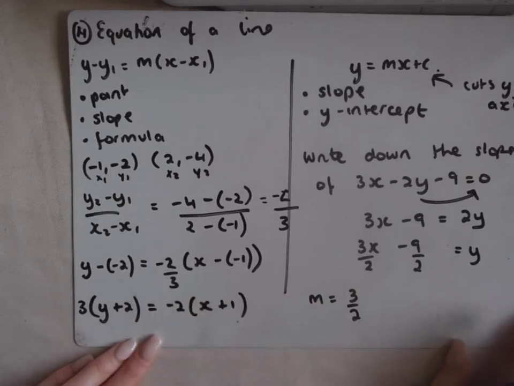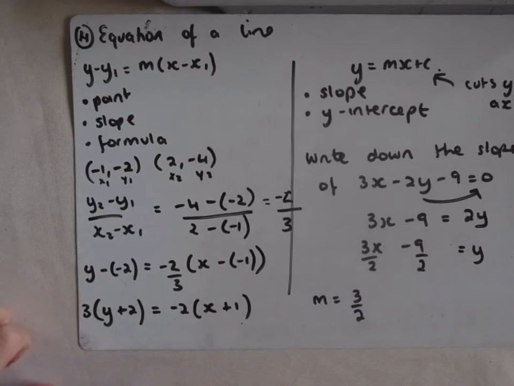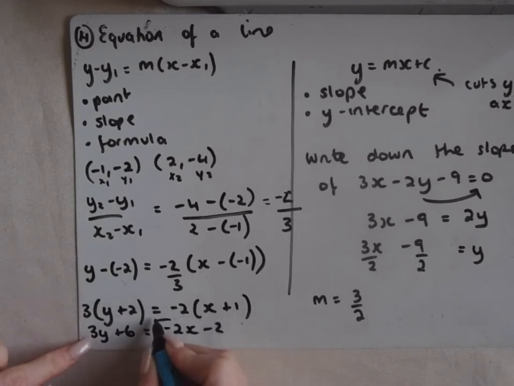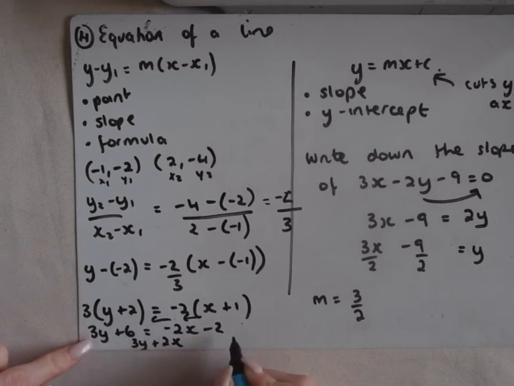Okay? Now from there, you just tidy up and you bring everything to one side. So 3y plus 6 equals minus 2x minus 2. And I'm bringing everything over there. 3y plus 2x plus 6 plus 2 is plus 8 equals 0. So that's the equation of that line there.